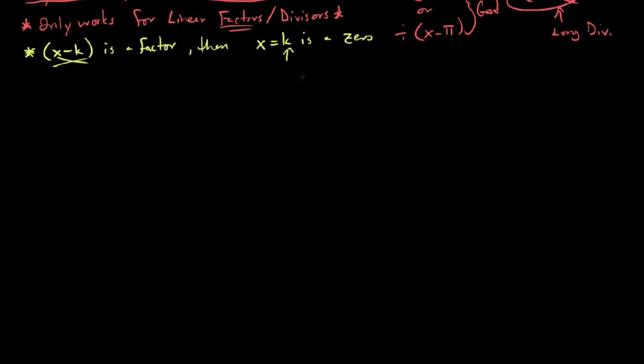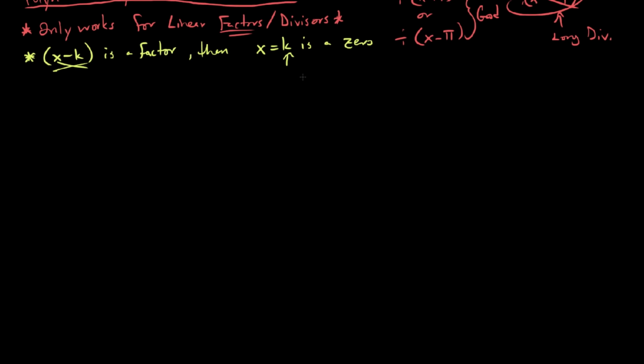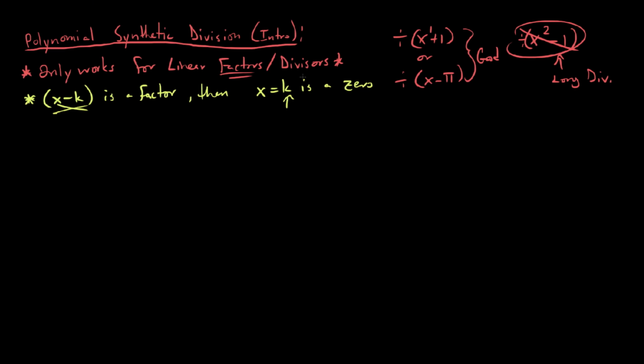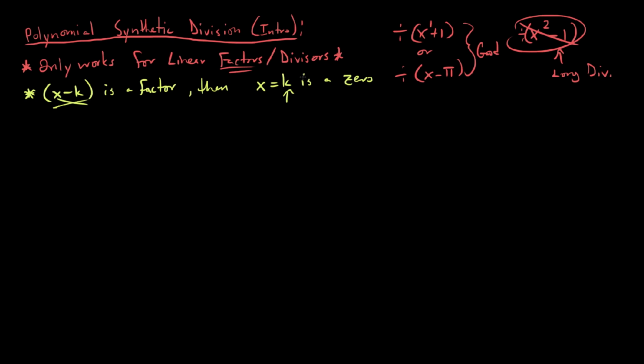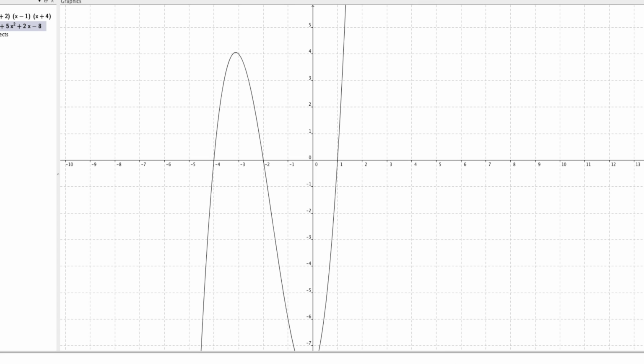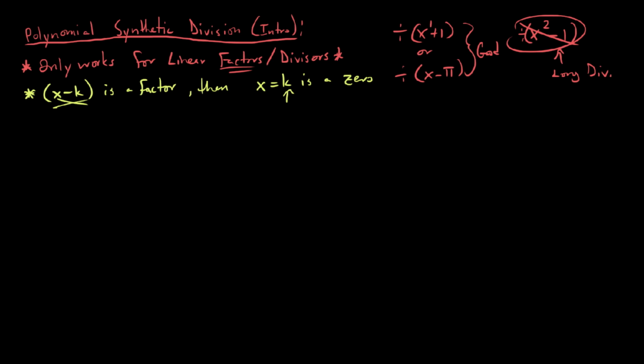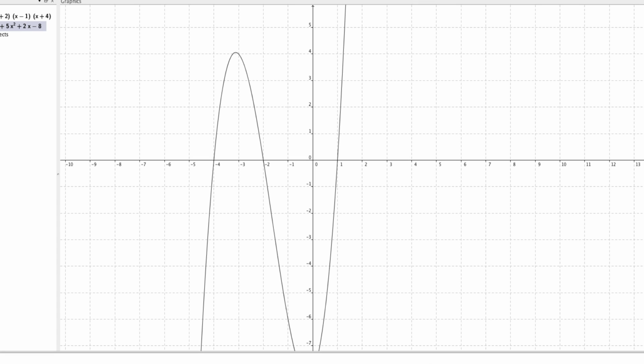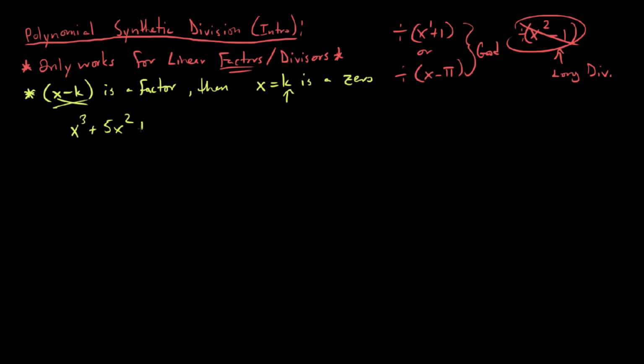So let's go ahead and start with a polynomial here. I made a good one up, and the reason why I made this up is because I wanted to have some obvious zeros. So let's take a look at it. This polynomial, it's kind of hard to see up here. It's x cubed plus 5x squared plus 2x minus 8. Let me write that down: x cubed plus 5x squared, please forgive me, plus 2x minus 8. And so this is our function here, f of x.